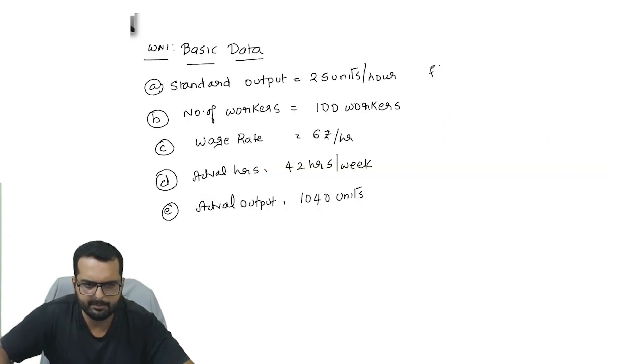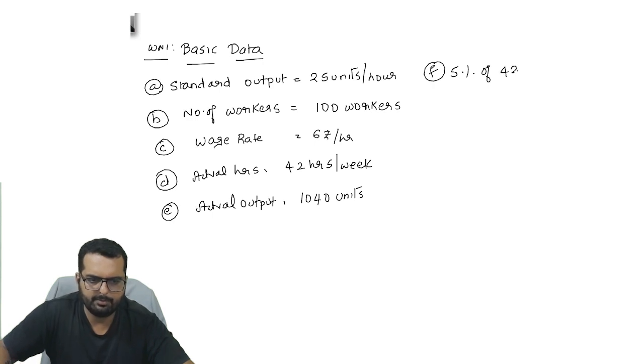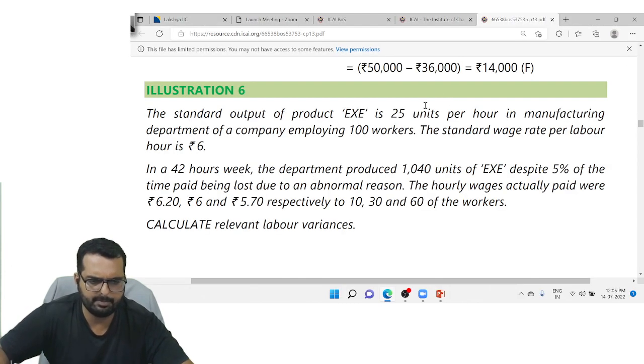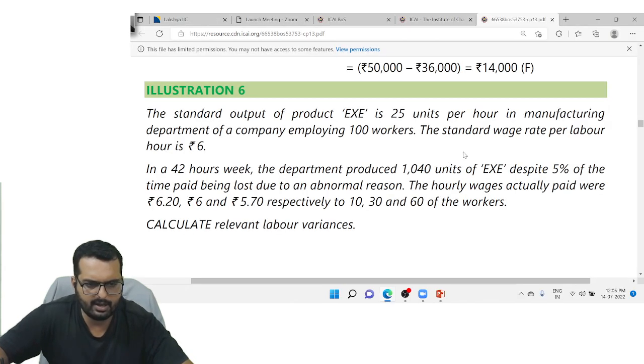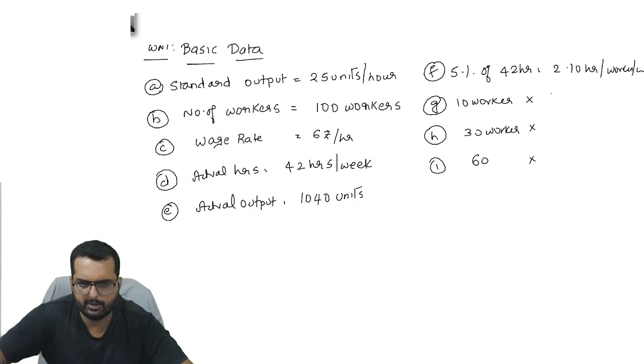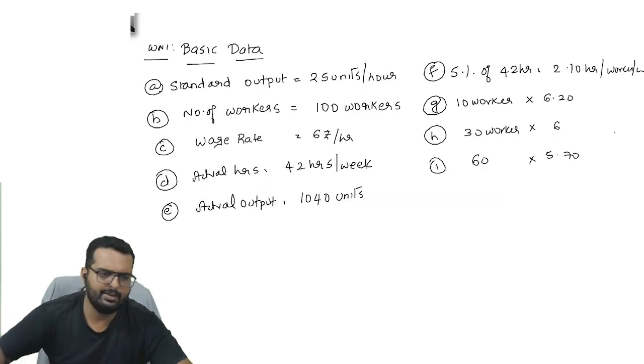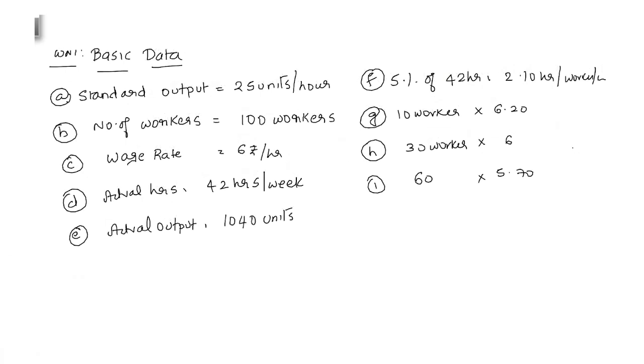So how much is 5%? 5% of 42 hours will be 2.1 hour per worker per week. Like that, they are having around 100 workers. I'll come to that part later. The hourly wage rate paid were 6.2. So there are two workers. One is 10 category workers. Other one is 30 category workers. Okay, and the last one is 60 category workers. These three are paid separate hourly rate, 6.2 per hour. Other one is 6 rupees per hour, and the last one is 5.7 rupees. Can you write down till here first in your books?